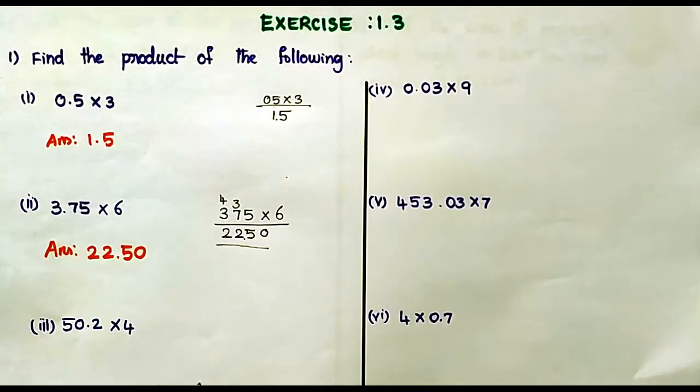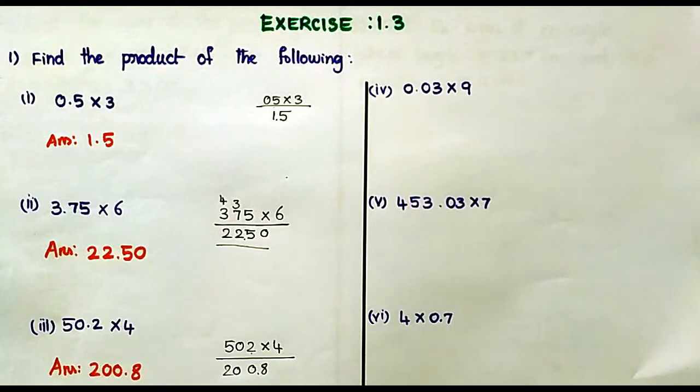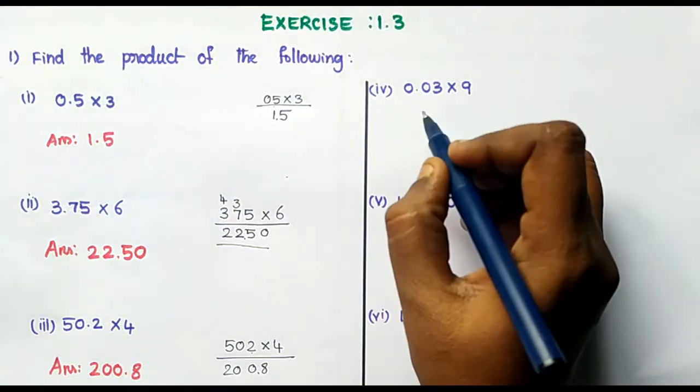Next one, 50.2 into 4. 502 into 4. 2 4s are 8, 0 4s 0, 5 4s are 20. Before one digit we have to keep the point, means 200.8. So answer 200.8.